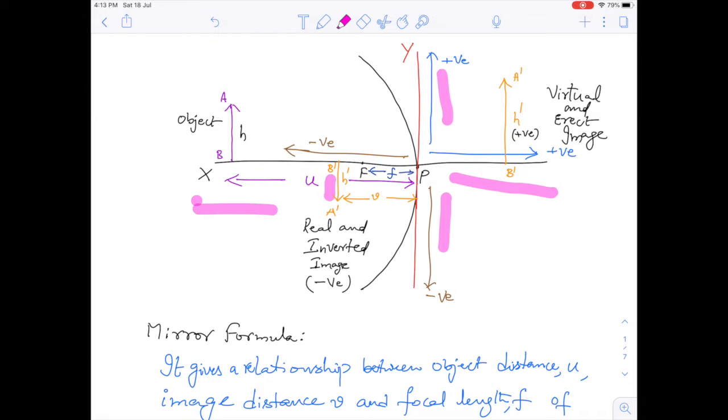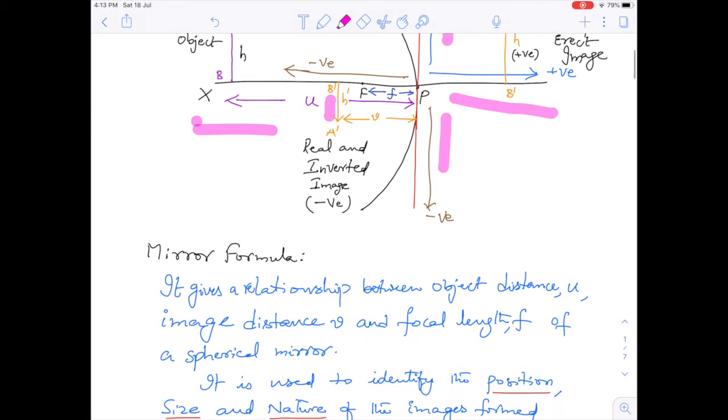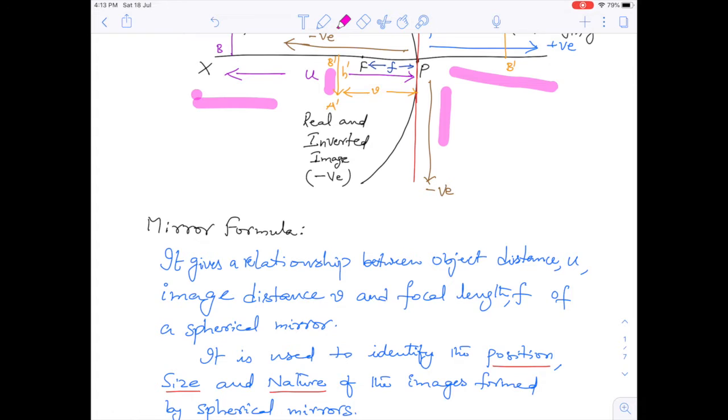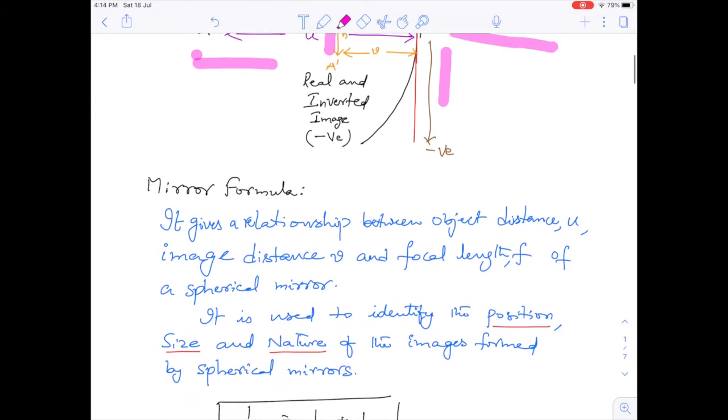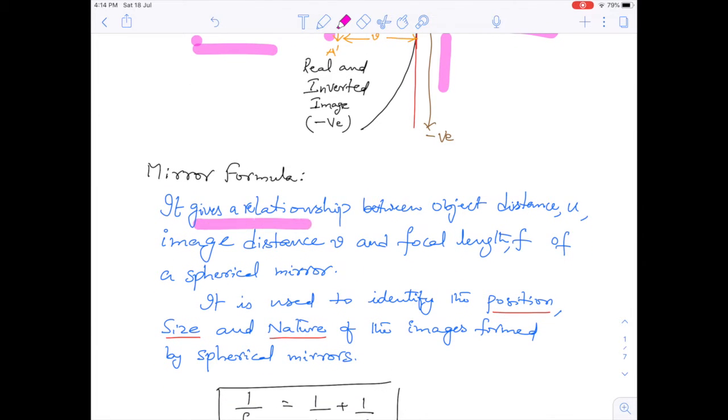With this sign convention, we cannot measure different distances all the time. So a single formula is used to measure different distances, a relationship between object distance, image distance and focal length, which we call the mirror formula. Now, what is the mirror formula? It gives a relationship between object distance u, image distance v and focal length f of a spherical mirror.